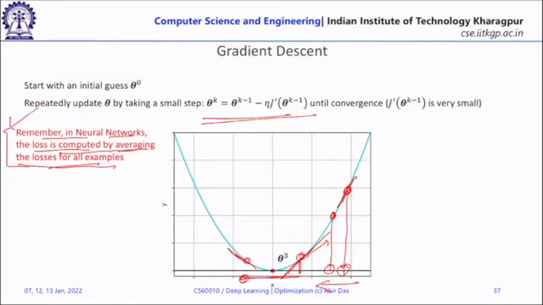You neither compute the loss for only a single example, compute the gradient and take this step, nor do you compute the losses for all the examples, take the sum or average of it, take the gradient and take the step. You don't do either of these; you take something in between.